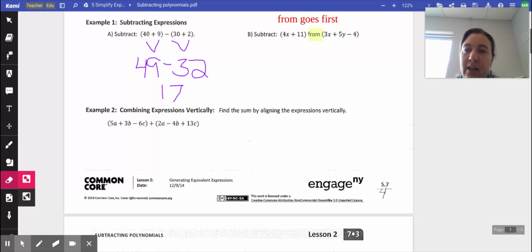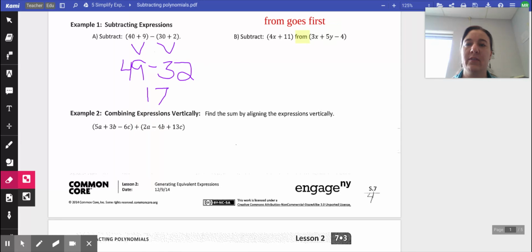Subtract the quantity or group 40 plus 9 and 30 plus 2. I am subtracting the 30 plus 2 from the 40 plus 9. So in that example, which is very elementary school, I do PEMDAS, parentheses first. Can you do 40 plus 9? Sure I can. It's 49. Can I do 30 plus 2? Sure I can. It's 32. 49, take away the 32, leaves you with 17, and we are done.